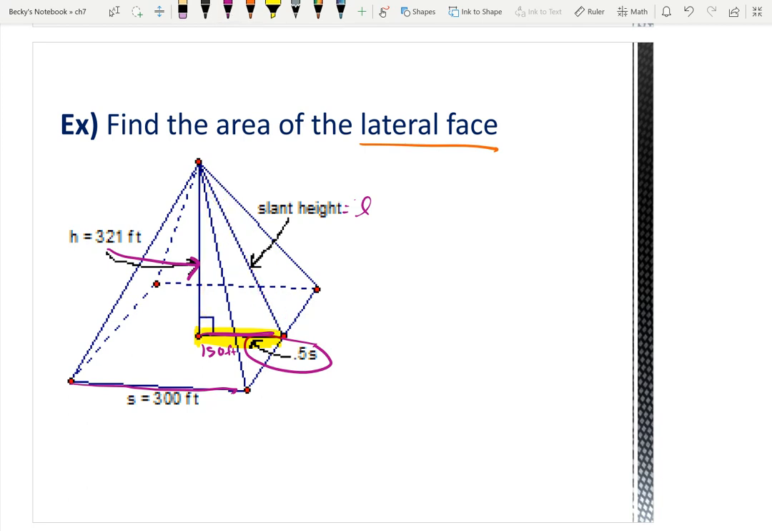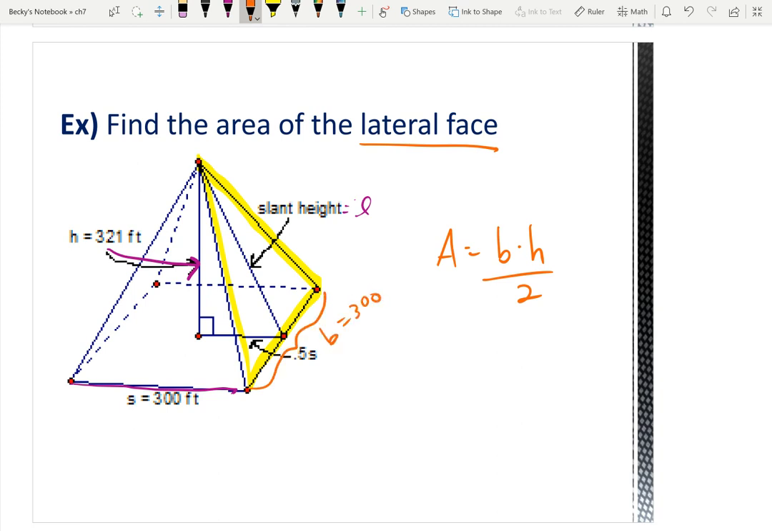Now, why do we need the slant height? Okay, let's back it up even more. If I'm trying to solve for one lateral face, that is the area of a triangle. And from our last lesson, we know the area of a triangle is base times height over 2. So this across the bottom is your base, and we know our base is 300, and we need to know this.